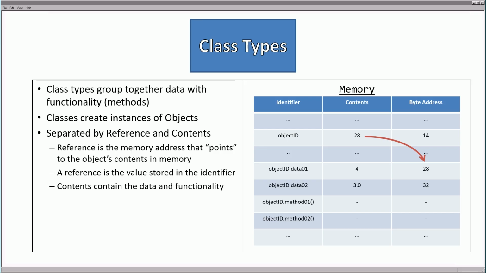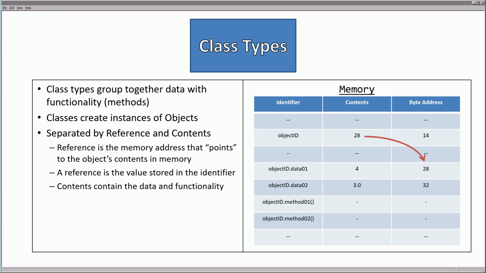Now, the first thing, the class type is not like a primitive type. Primitive types are just simple numbers or characters. Class types group together lots of data with functionality that we call methods. To best understand this, classes create instances that we call objects. Sometimes these terms are used interchangeably, but one leads to the other. You create a class, a classification of objects.